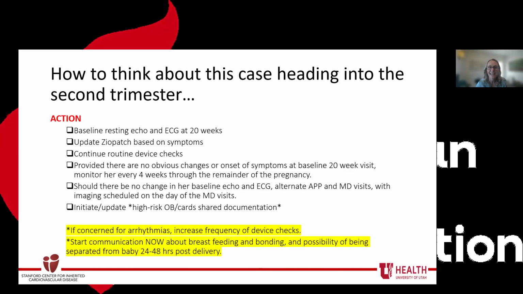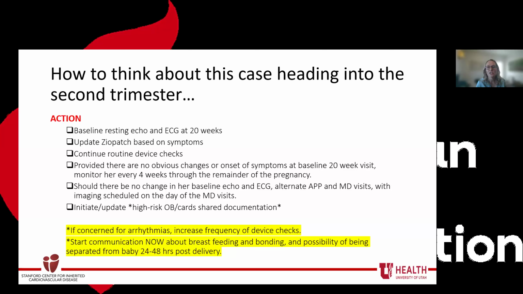How to think about this heading into your second trimester. Really want to make sure you have a baseline pregnancy echo and EKG at about 20 weeks. The reason why we wait till about that time frame in a somewhat stable patient is just making sure the pregnancy is viable. And then at 20 weeks, we're moving forward. This is happening. And so if needed, update your Zio Patch based on the patient's symptoms or continue routine device checks. You might need to increase frequency of your device checks.